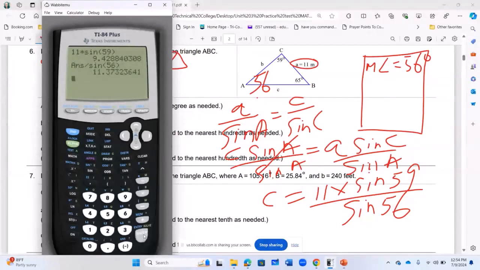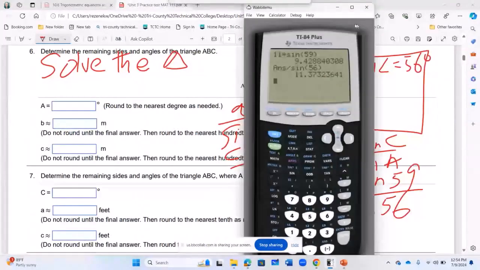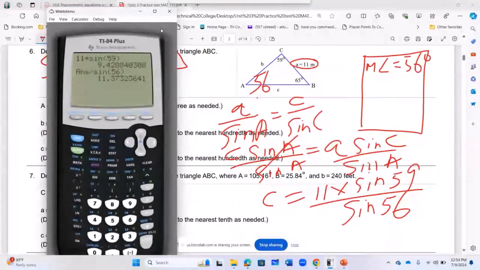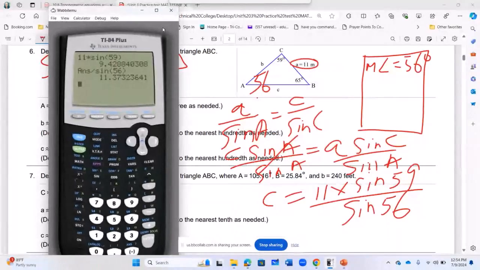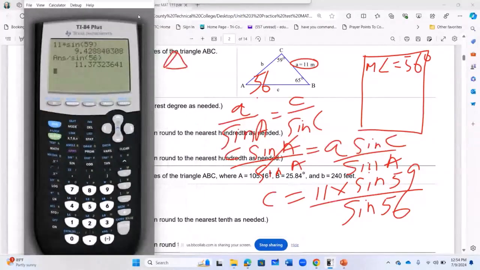Of course, I'm looking for a distance, so the distance cannot be negative. If my answer is negative, somebody messed up. All right, let me see how many decimal places they want my answer. They say do not round until the final answer, then round to the nearest hundredth, so 2 decimal places.